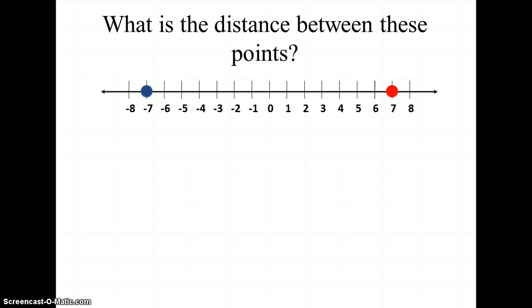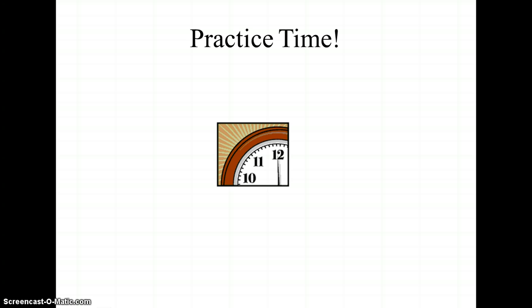Here's another example. How far is it to go from -7 to +7? What's the distance between these points? To do this, I would find the distance of -7 to 0, or the absolute value of -7, which is 7, then the distance from 0 to +7, or the absolute value of +7, which is 7. Then I simply add these two distances together. 7 plus 7 is 14.